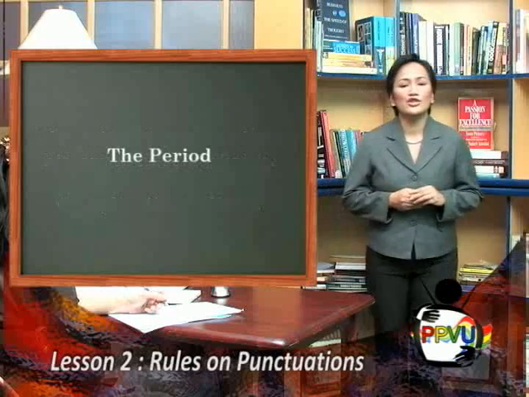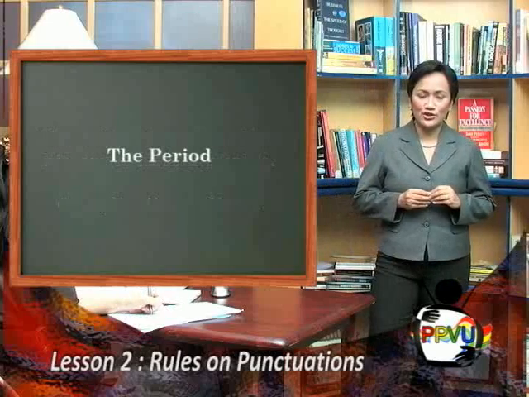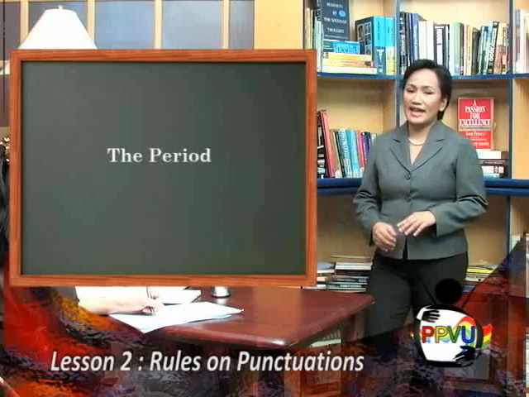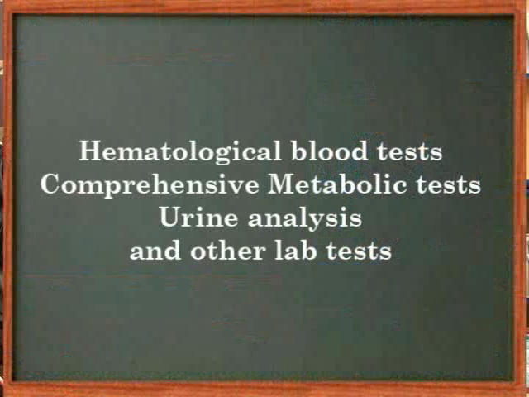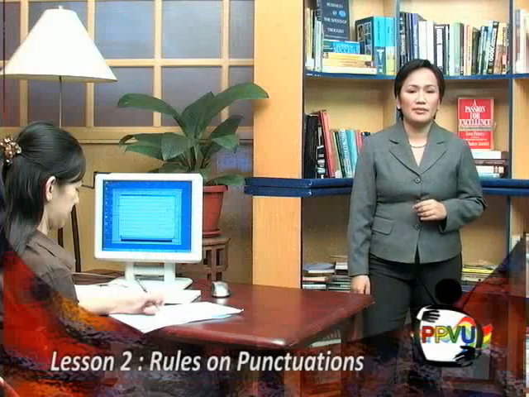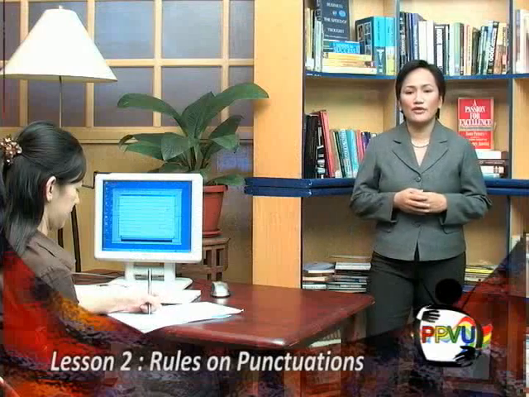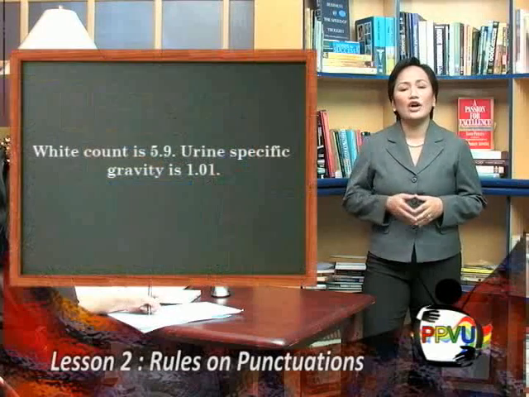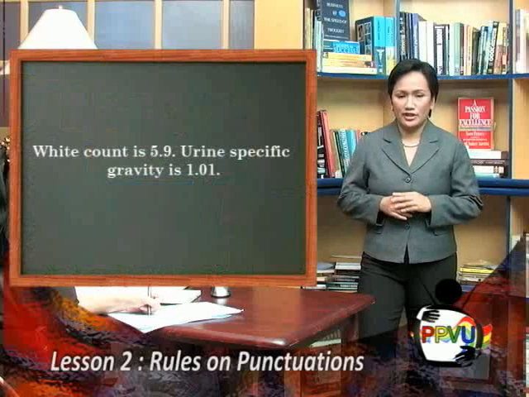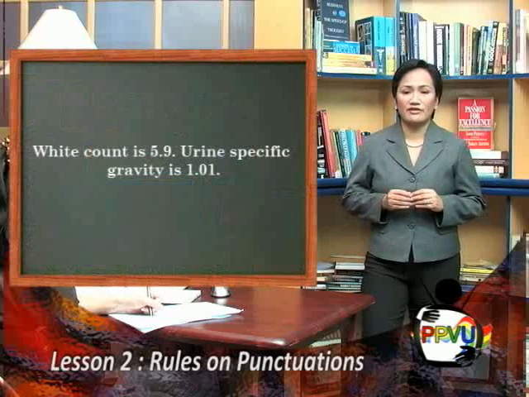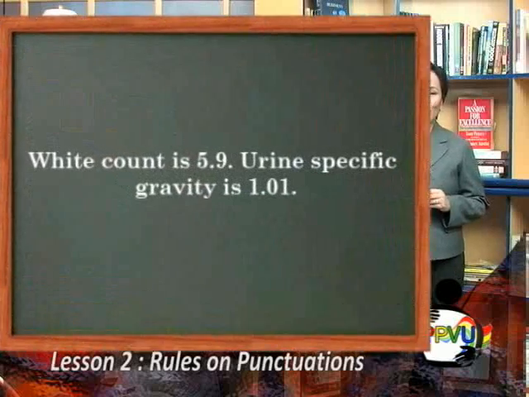Another important use of the period is to separate values of unrelated tests. For example, results of hematologic blood tests, comprehensive metabolic tests, urine analysis, and other laboratory tests are separated by a period. We usually encounter them in the diagnostic data part of the report. For example, white count is 5.9, period. Urine specific gravity is 1.01, period.